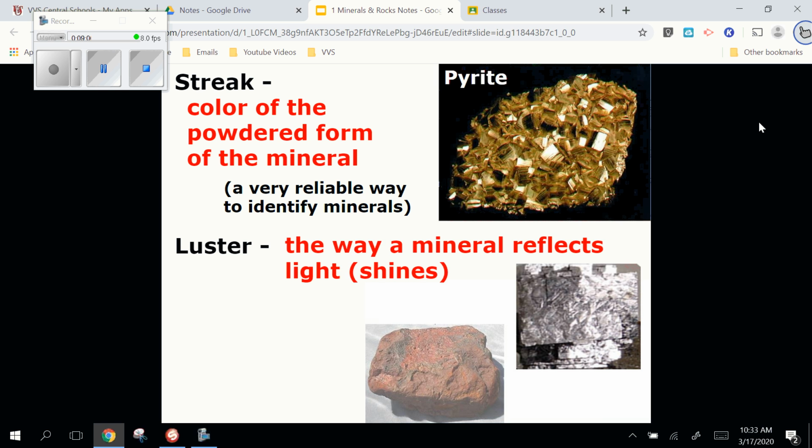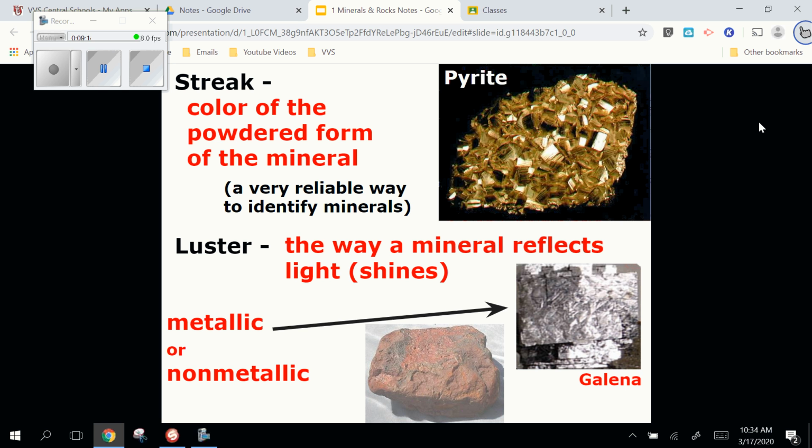All right, luster. How does it reflect light? How does it shine? And we have two basic lusters. We have metallic luster, if the mineral looks like a shiny metal. And then we have the non-metallic luster if it doesn't, if it's dull, if it's glassy, if it's earthy, whatever. Okay, it doesn't look like metal. It can look like glass, that's different. But it can't look like a piece of metal, you know, silver, gold, copper, whatever. Okay?